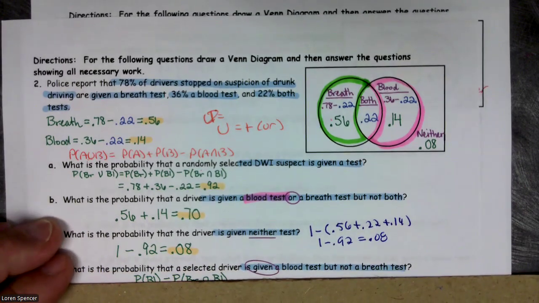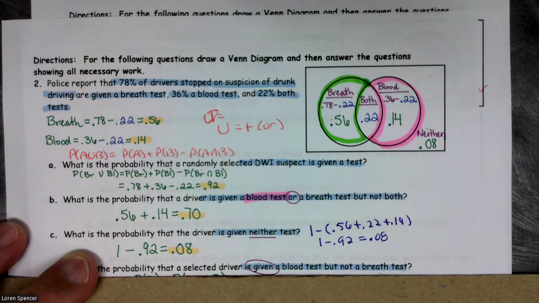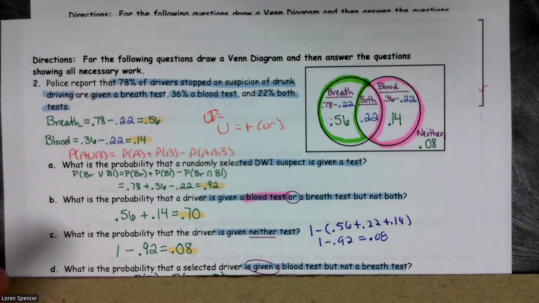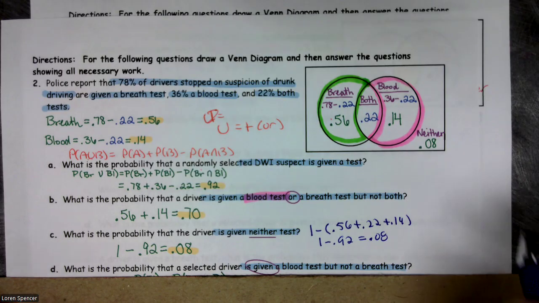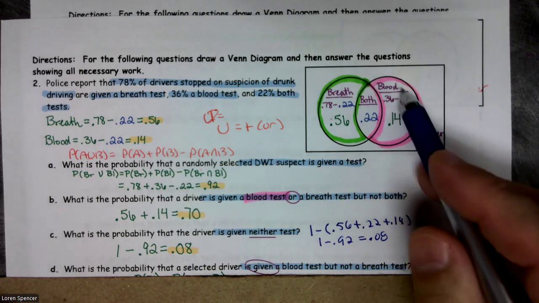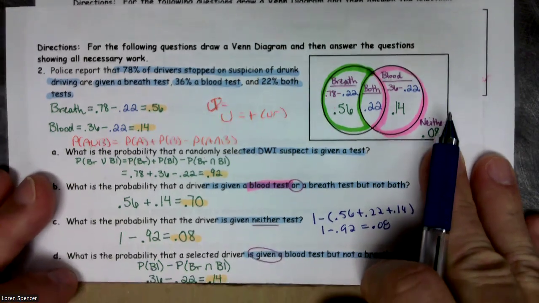What's the probability a selected driver is given a blood test, but not a breath test? Well, what's the probability of a blood test? The blood test only is this section right here, so that's 0.14.